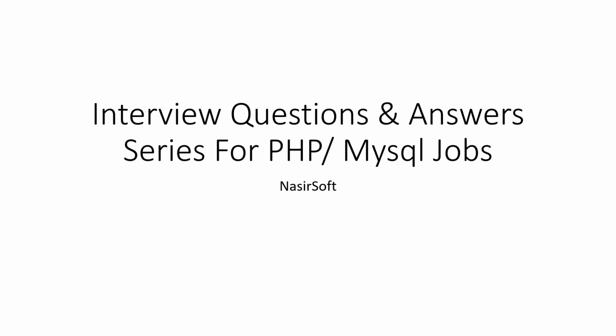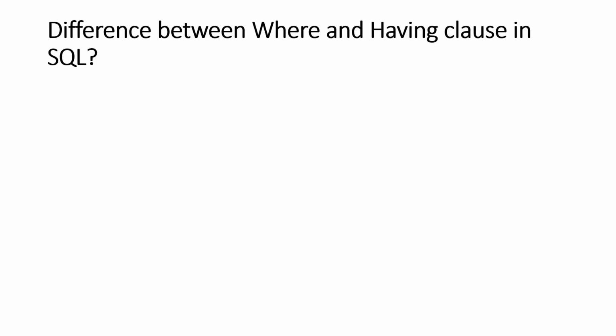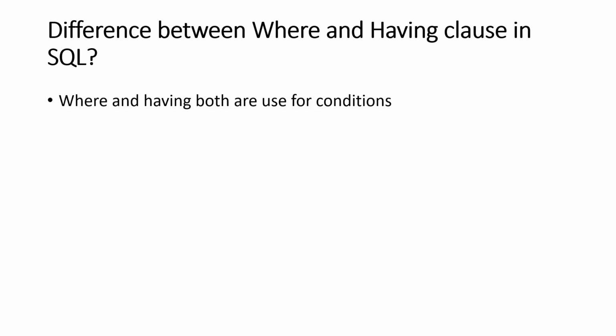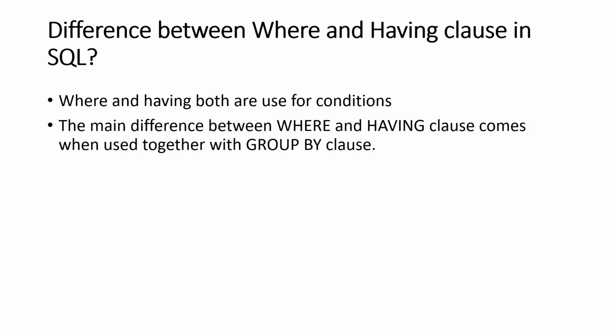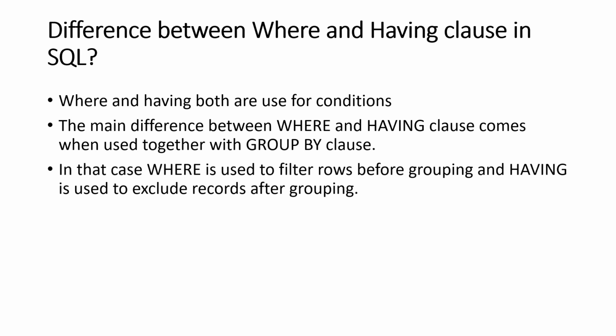This is the interview question and answer series for PHP MySQL jobs. And in this video, we will talk about the difference between WHERE and HAVING clause in SQL. WHERE and HAVING both are used for conditions. The main difference between WHERE and HAVING clause comes when used together with GROUP BY clause. In that case, WHERE is used to filter rows before grouping and HAVING is used to exclude records after grouping.